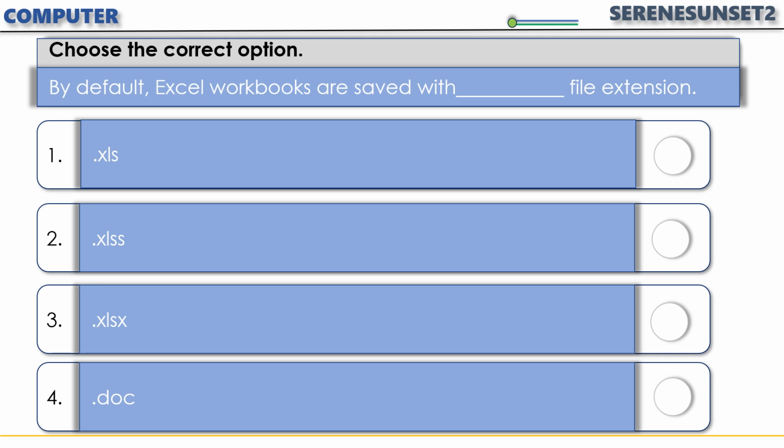Saved with dash file extensions. Options: dot xls, dot xlss, dot xlsx, dot doc. Answer: option B, dot xlss.